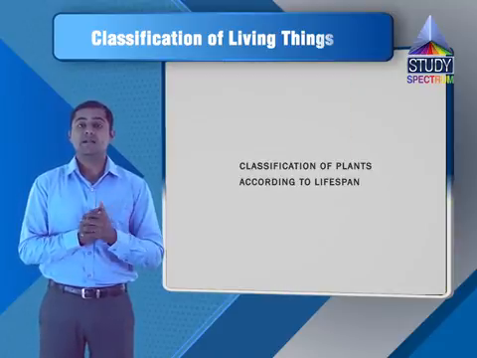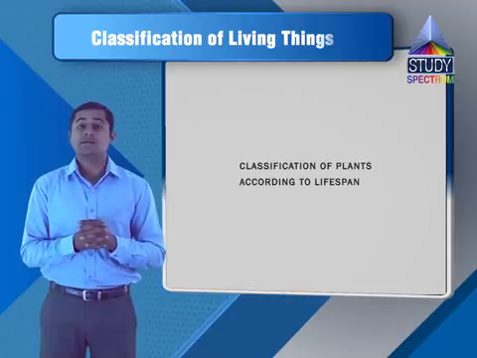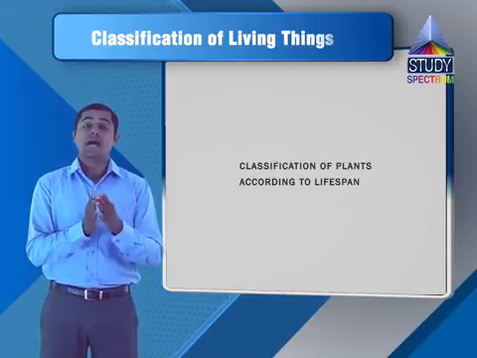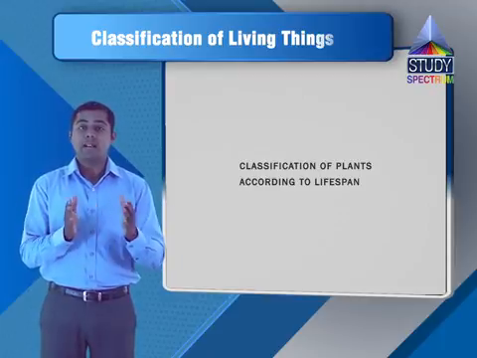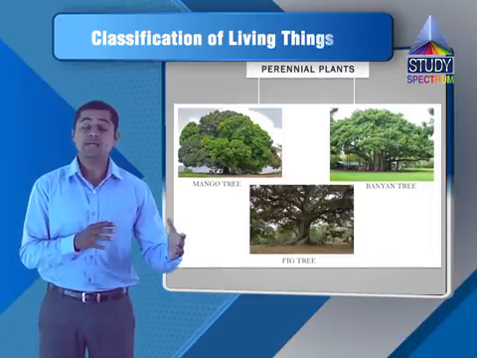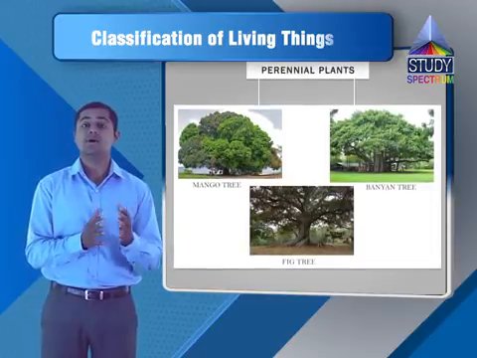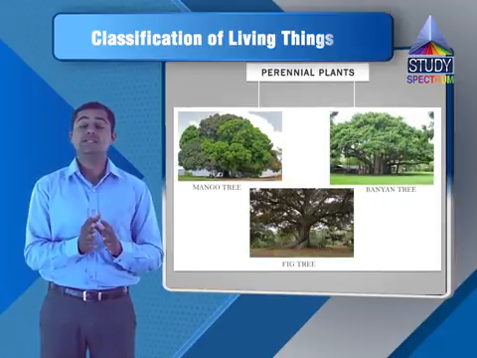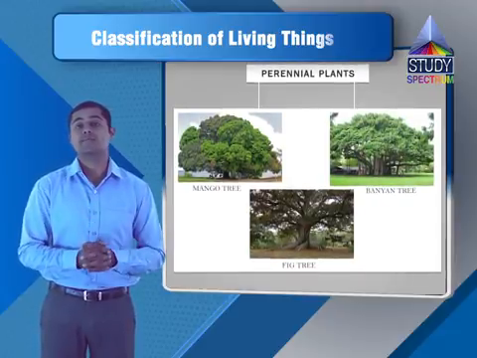What is the next criteria of the plant classification? According to the lifespan of the plants, they are classified into perennials, which live for many years and which can bear many cycles of flowers and plants. Mango tree, banyan tree, these are the perennial plants.